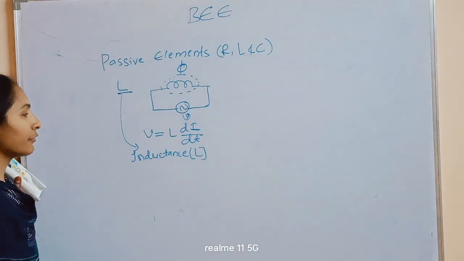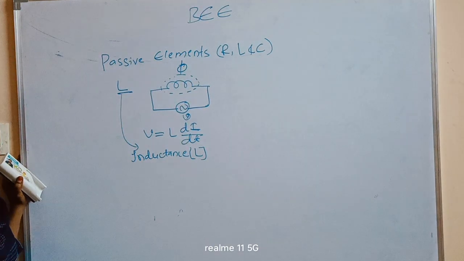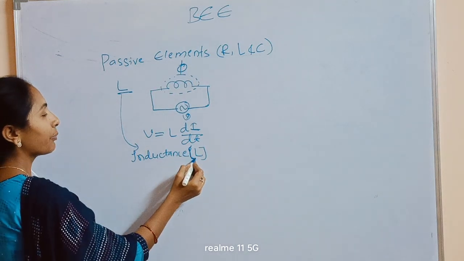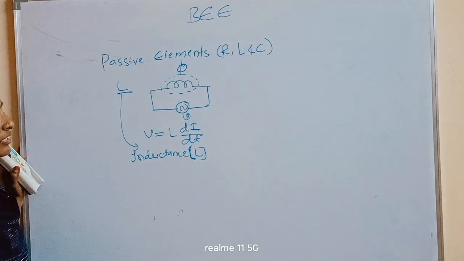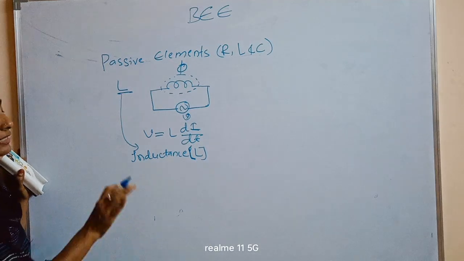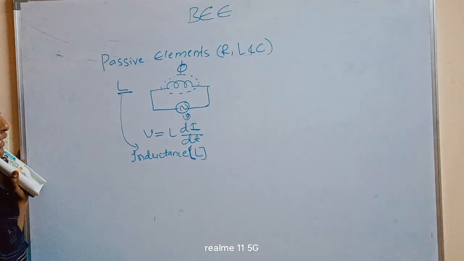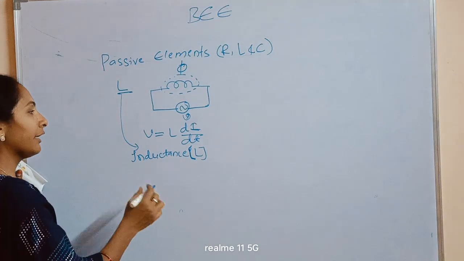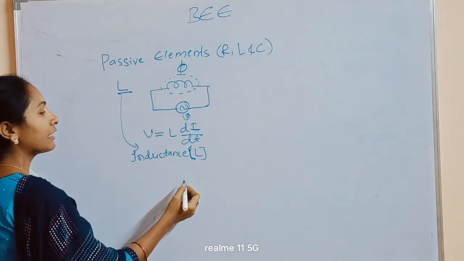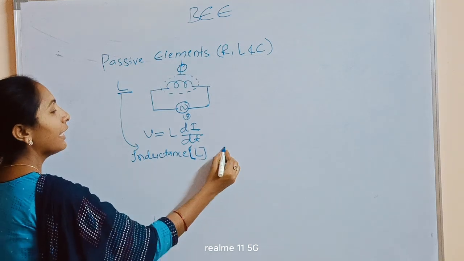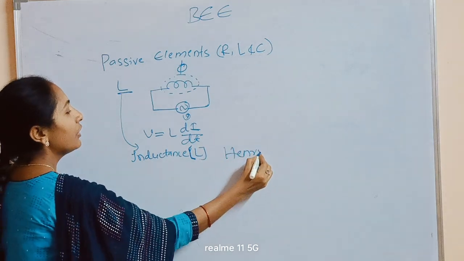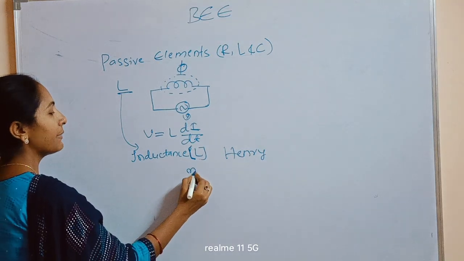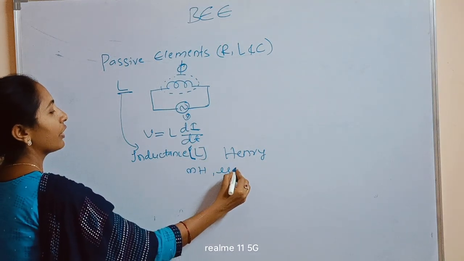So what is the property of inductance? Inductance is the property of an inductor which always opposes the sudden change in current. It always opposes the sudden change in current. And what is the unit of inductance? Here I am considering Henry. Henry is the unit of inductance, and we can also consider millihenry and microhenry.